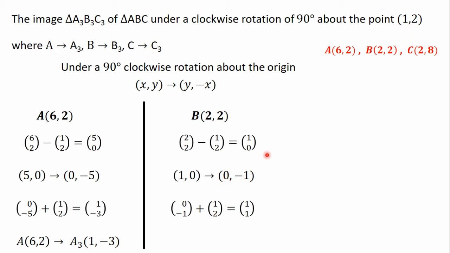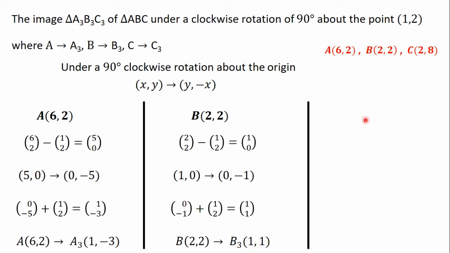Then the third and final step is that we should add 0, minus 1 to the center of rotation, which is 1, 2. So we have 0, minus 1 plus 1, 2. 0 plus 1 will give us 1. Minus 1 plus 2 will give us 1. This means that when we rotate the point B with coordinates 2, 2 through a 90 degrees clockwise angle about the point 1, 2, B will give us B3, which is the image of B, and it will have the coordinates 1, 1.